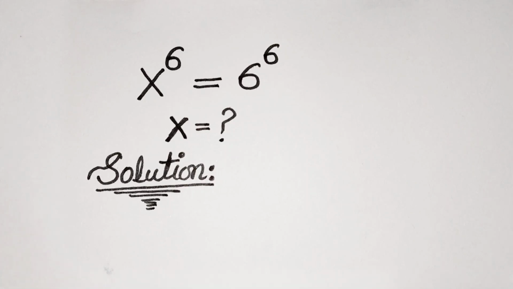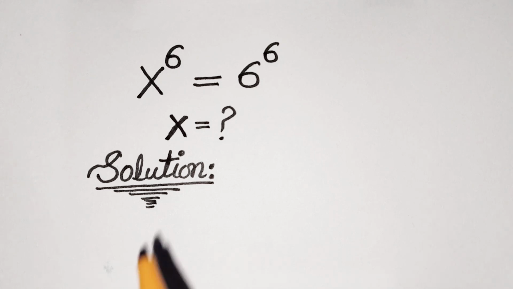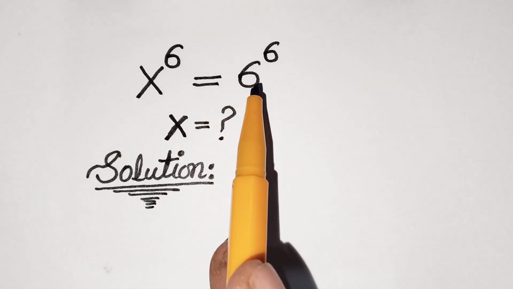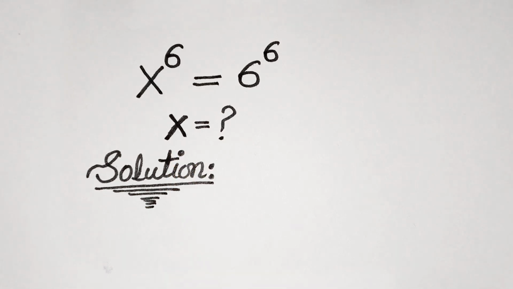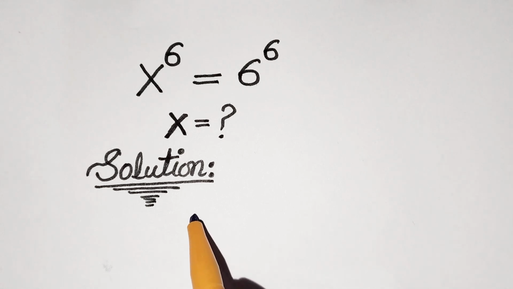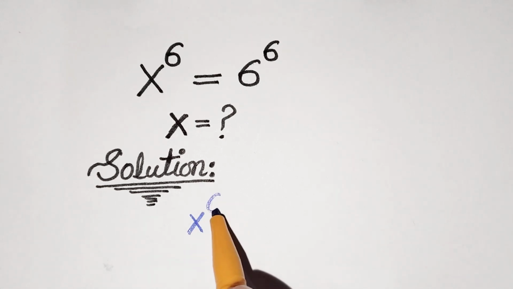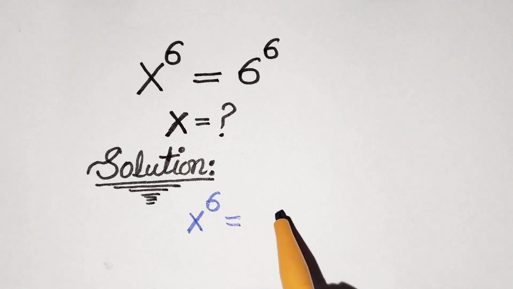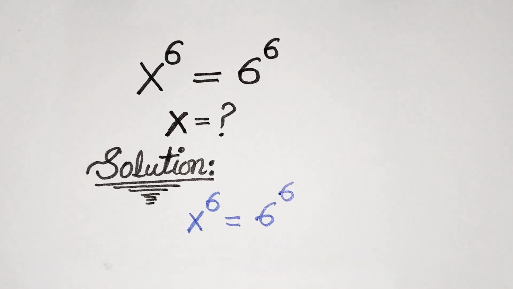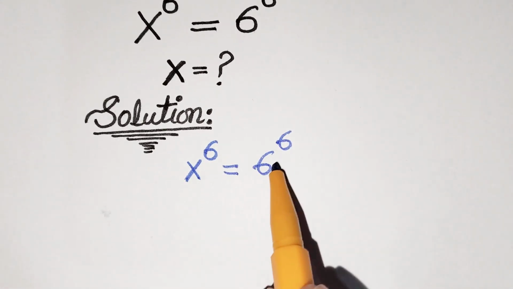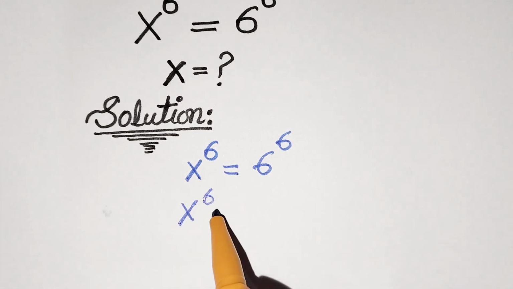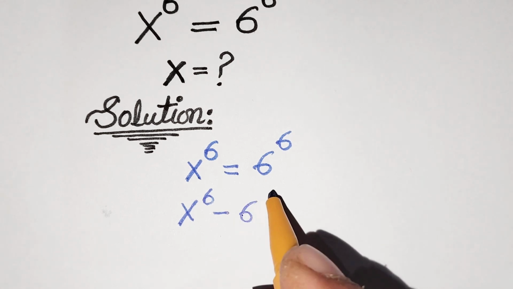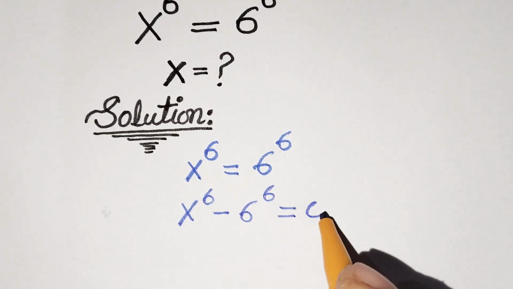So today we have an exponential equation: x to the power 6 is equal to 6 raised to the power 6. We have to find the value of x. Now we are going to start our solution. First of all, we write that x raised to the power 6 is equal to 6 raised to the power 6. Shifting 6 raised to the power 6 to the left-hand side, we get x raised to the power 6 minus 6 raised to the power 6, which is equal to 0.